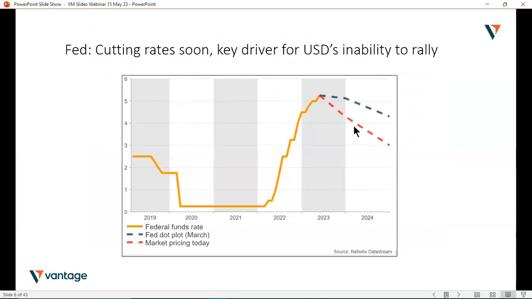And on this chart, you can see that market pricing was from Friday, not much change from Friday though. You can see pricing of cuts now, as opposed to where we are, of course, 5% to 5.25%. And then the latest dot plots were much higher than where markets are pricing in now.